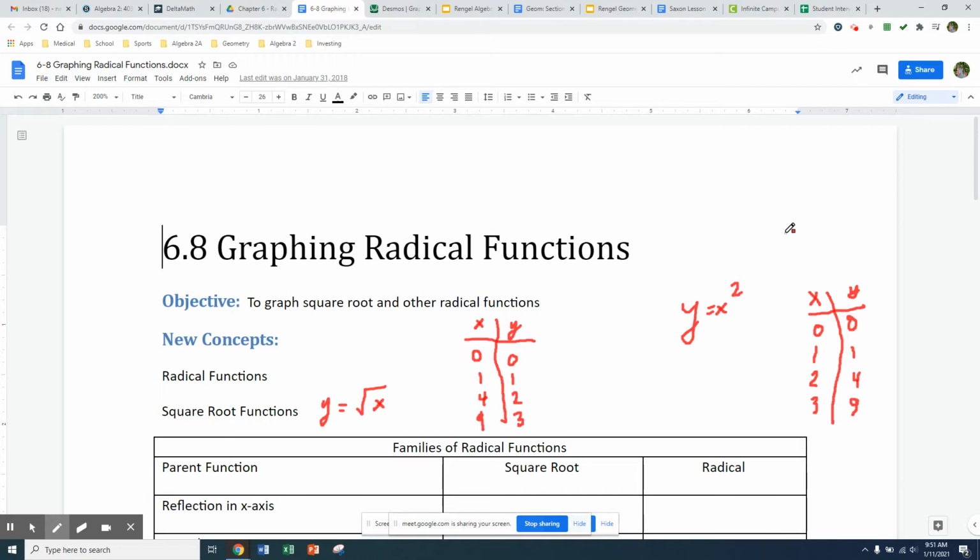So an inverse, recall from chapter 6.7, is when you reverse the x and the y coordinate. In a table, all the x coordinates would become the y coordinates, and all the y coordinates would become the x coordinates. When you look at an equation, you would flip the x and the y around, and then solve for y, and that would be your inverse. So in section 6.7, you started to look at that concept of switching the x and the y around. Now in chapter 6.8, we start to look at what happens when I do the inverse of y equals x squared.